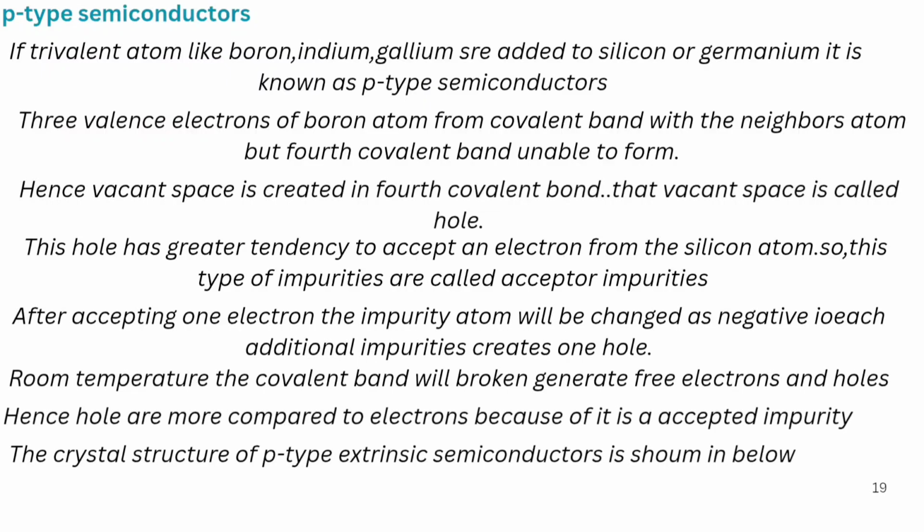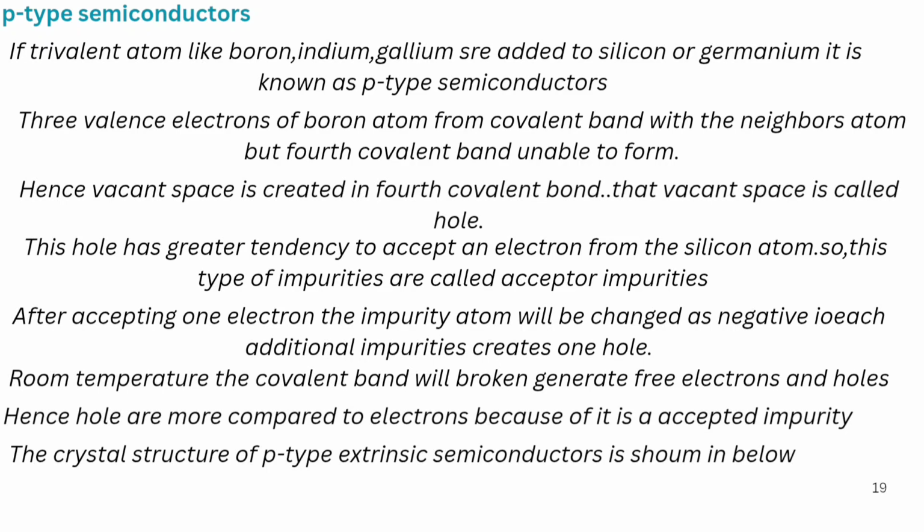Now we will see the p-type semiconductor. This p-type is also the same as the n-type, but there is a small difference. In n-type we are adding pentavalent atoms, meaning fifth group elements, to the semiconductor. Now in p-type we are adding trivalent atoms to the silicon. Trivalent means third group elements, like boron, indium, gallium, etc. Adding third group elements to the pure semiconductor, that is silicon or germanium, is called a p-type semiconductor.